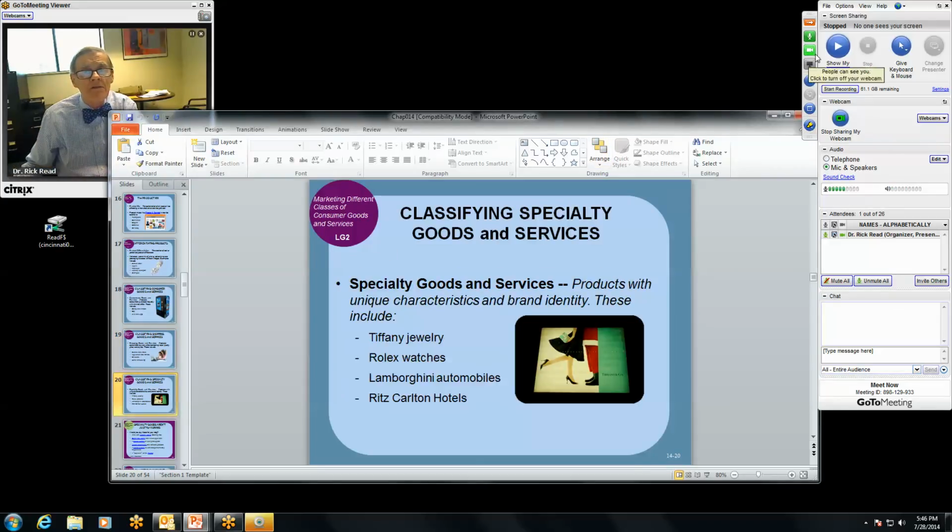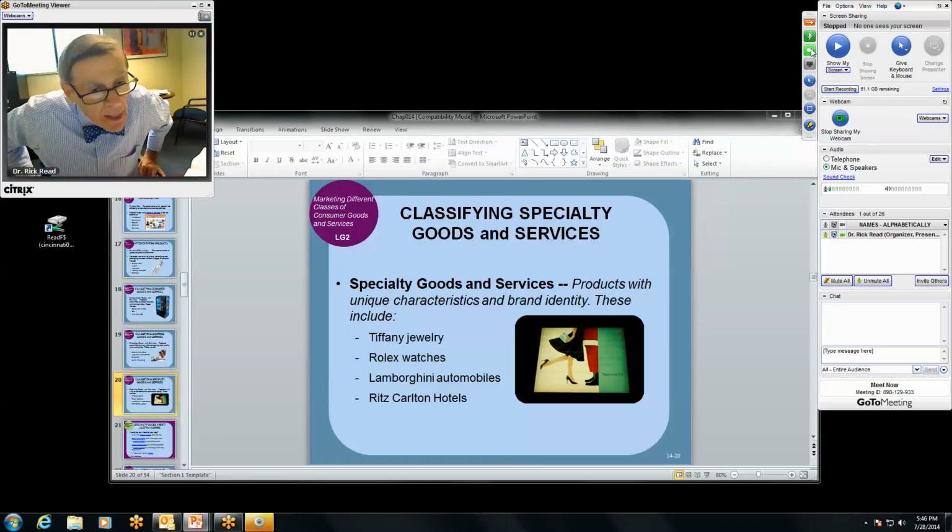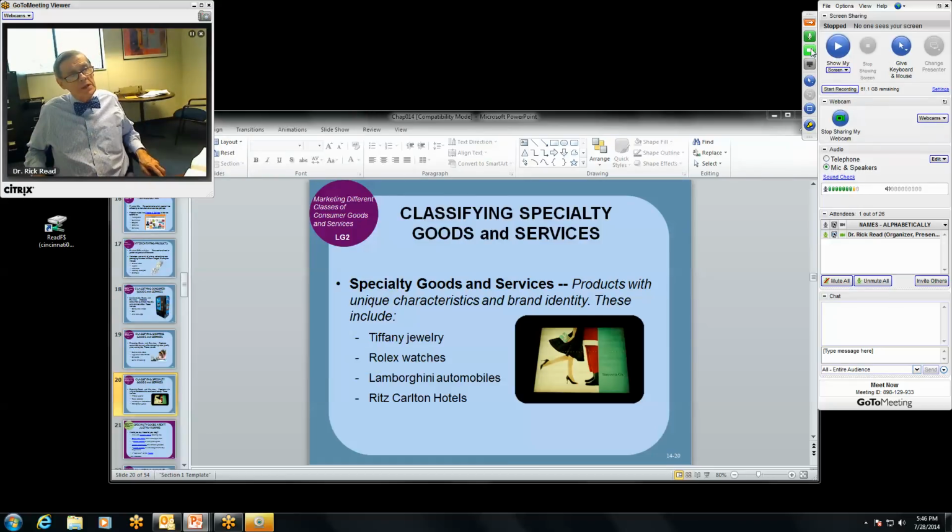Then the third category we have, as we mentioned, are specialty goods and services. And these are products with unique characteristics. And we won't find them many places. Rolex watches, Lamborghini automobiles, Ritz-Carlton hotels. Now, of course, that's a service, but we're not going to find a Ritz-Carlton in every city. It's just not something we're going to have for these things. Notice that not only do they have unique characteristics, but there's a brand identity to them.